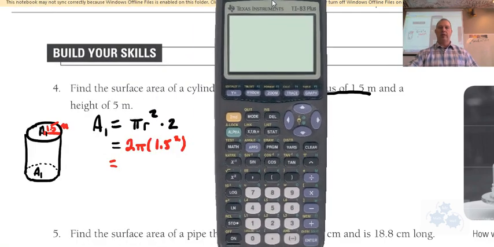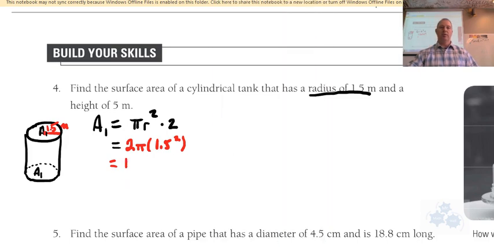With our calculator, you can pretty easily do that. 2 pi, and then I'd use my brackets there, 1.5 squared. So that looks like that, and that should give us 14.14. That's going to be meters squared. So that's going to be the top and the bottom. We've got that taken care of.